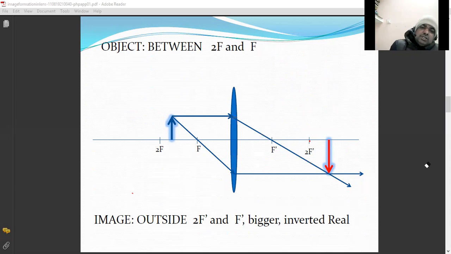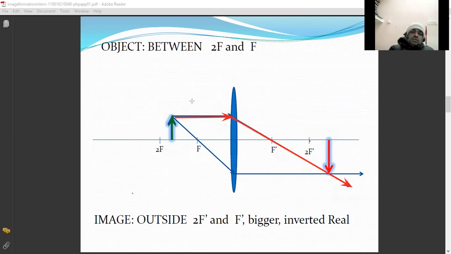Here, the object is between 2f and f. We have brought the object close to the lens, so this is our object here. Now the rays of light: we take two rays. This ray is parallel to the principal axis. What will happen? This ray will pass through the focus like this.